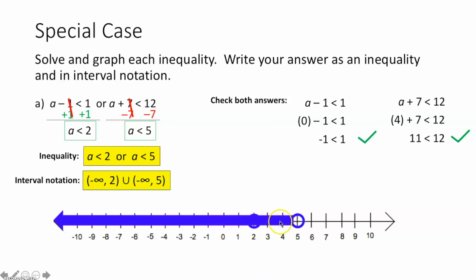Oh, well, that's weird. I just shaded over my other line. So what that means is that a is less than 5 overlaps with this a is less than 2. Now, because it's an or, we want the combination of both. We don't want the intersection. We want the combination of both. We want both of them to be on our graph. So what we end up doing is just saying, okay, we're not worried about the a is less than 2 because the a is less than 5 takes care of that. So a is less than 5 ends up being our only answer here.